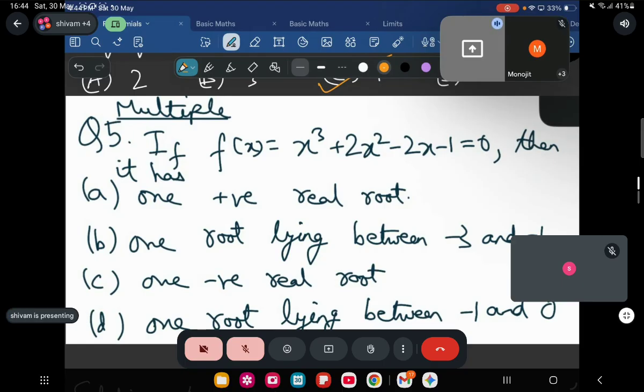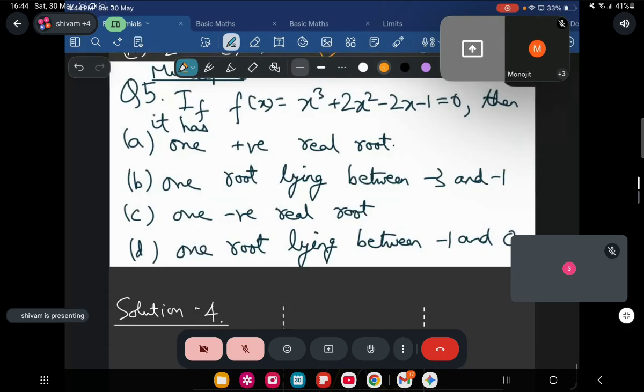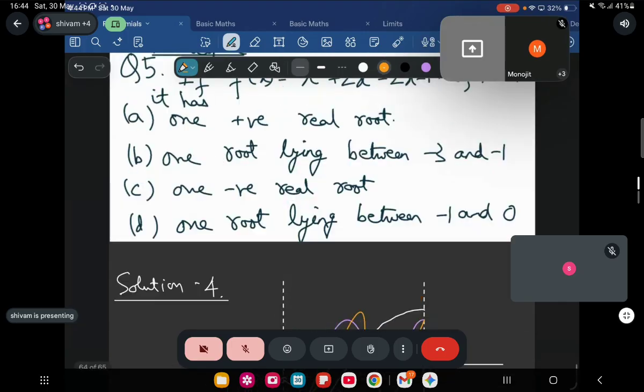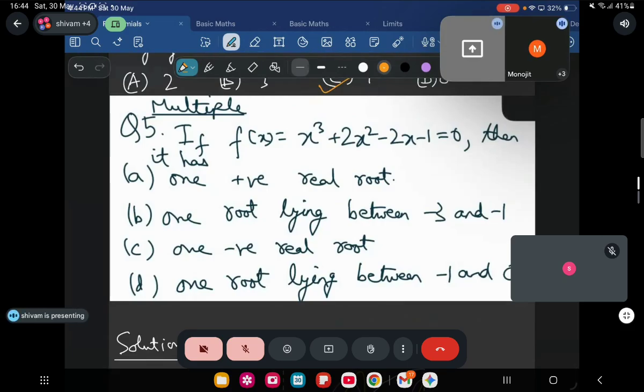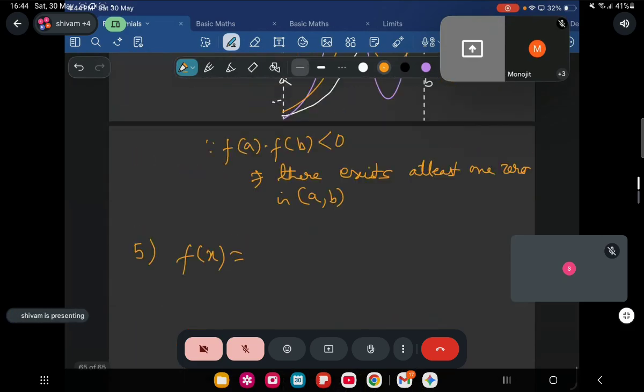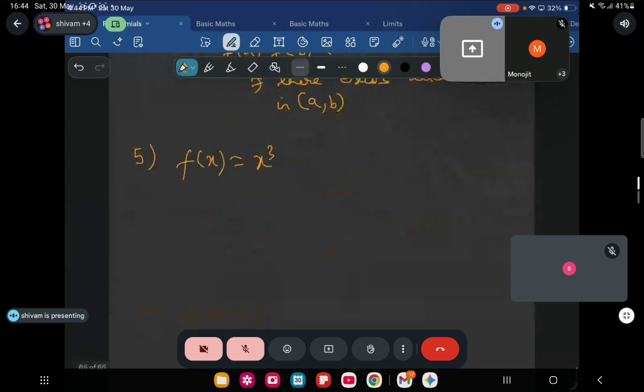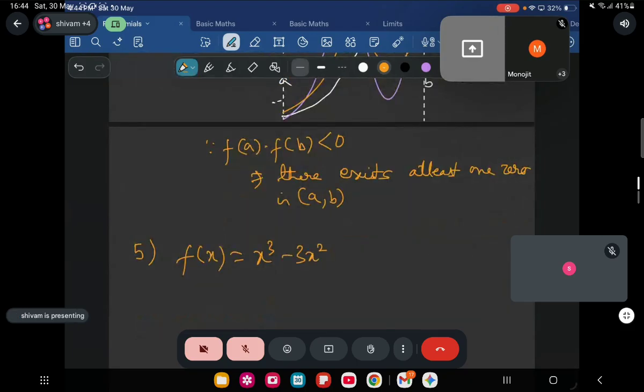By factorizing f(x). Achha, it can be factorized as well. Can we factorize it? Yes, sir. f(1) is coming as 0, right? So it can be written as x cube minus x square plus 3x square minus 3x plus x minus 1.